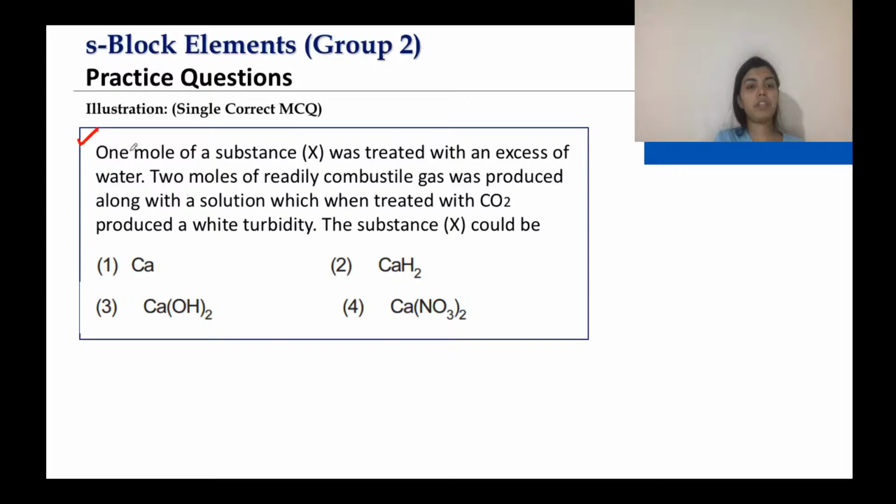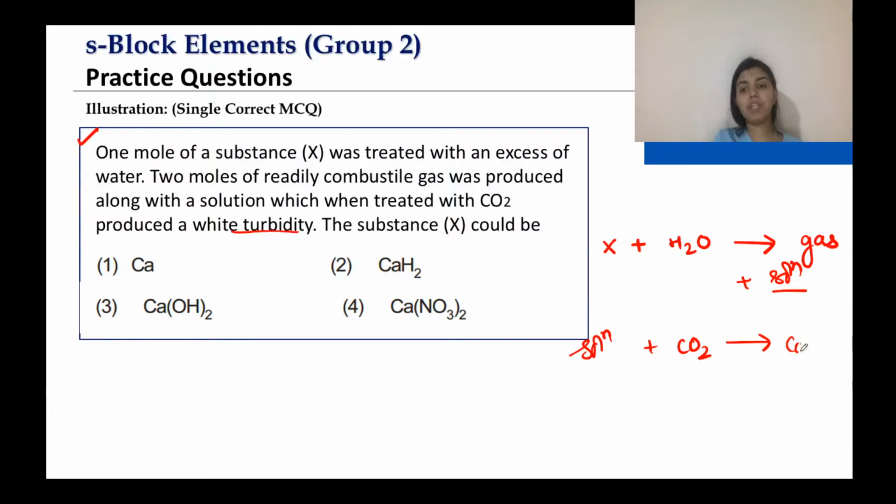Now next question is, 1 mole of a substance was treated with an excess of water. That means X was treated with water, right? And a gas was produced which was readily combustible along with a solution, right? Now this solution, when treated with carbon dioxide, it produces a white turbidity that we know, or I'll give you the hint that it is of calcium carbonate, right? Now you tell me what should be the substance X. What should be the substance X?